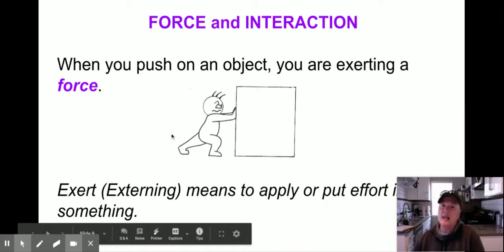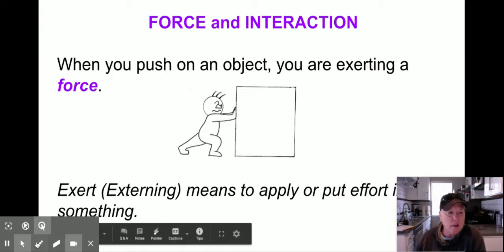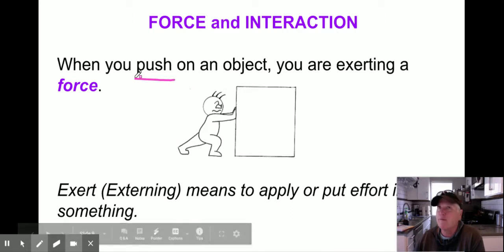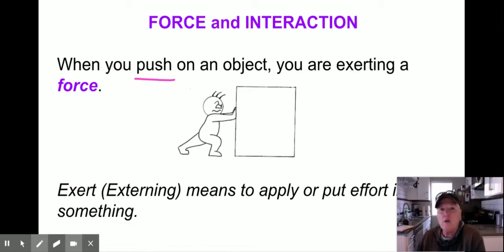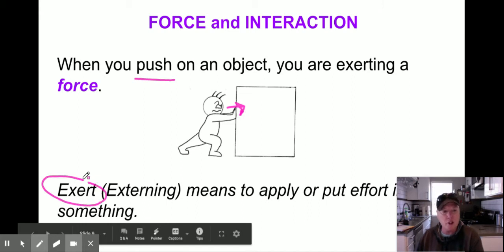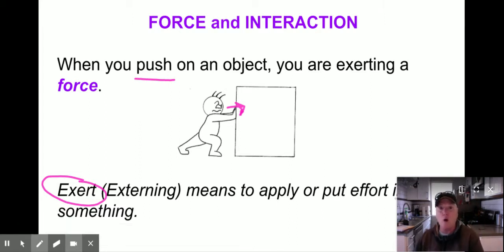So let's talk about this thing called force and interaction. Remember, a force is a push, pull, or lift. When you push on an object, you're exerting force. For example, this little guy is exerting a force. He's pushing on the box this way. What I mean by exert or exerting is that you're applying or putting effort into something. You've got to actually make some sort of action happen.